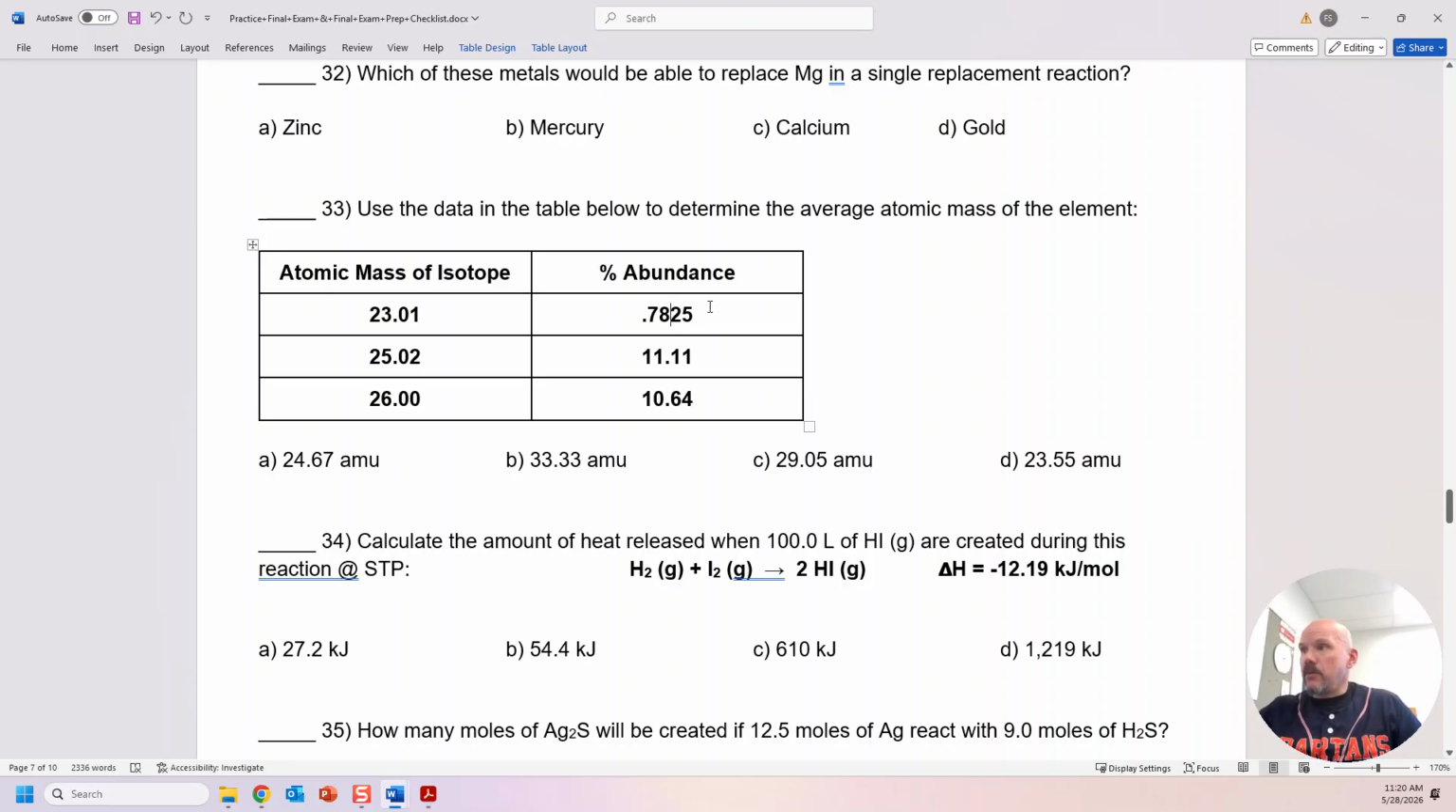0.7825, not 78.25. So we're just dividing by 100, or moving the decimal place to the left twice. So what you would really want to do is this times that, this times that, this times that, and then you add them all up. And that's how you get it. And the units for atomic mass or average atomic mass are atomic mass units, AMUs. All right, so let's see what I did.